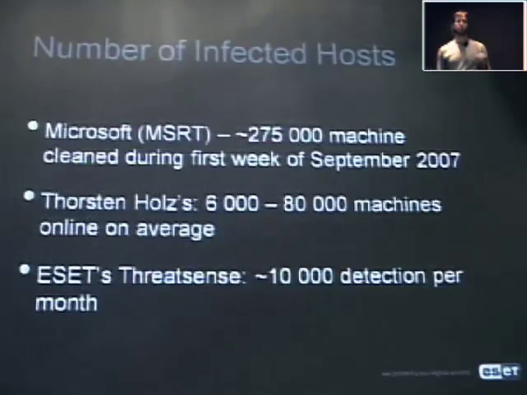On the other hand, Thorsten Holz's team did some very good research where they would crawl the peer-to-peer network and try to find all the infected hosts. And their estimate is that at the lower bound, they found 6,000 machines participating in the botnet and 80,000 as the higher bound. And my company has a central reporting system where we receive reports of any infection that occurs, and we receive about 10,000 detections per month. But this is not really a number of infected hosts because we've detected the thing, and well, it's just an executable that was thrown at a computer.